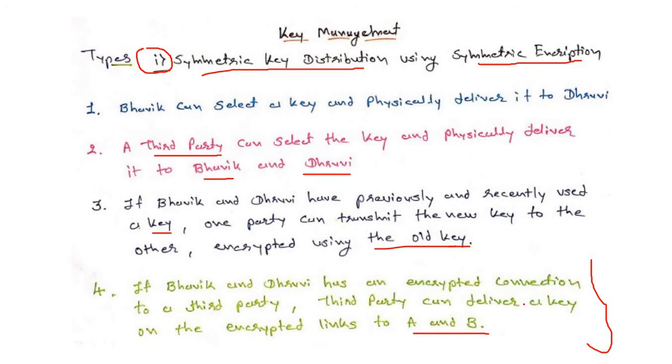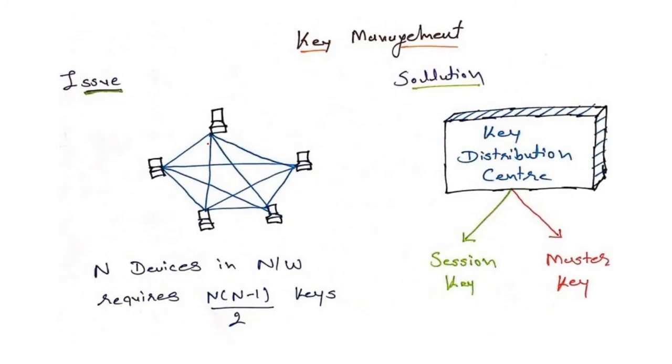But one key issue is there. In our previous 2 cases, one member can physically deliver the key to another member, or we are going to use neighbors. Get it? So in these 2 cases, what happened? Suppose there are n devices. Currently I am talking about 2 members, Bhavik and Dhruvi, but suppose there are multiple members, like 8 to 10 members in a family. Then this is not possible. Why? Because if there are n devices in a network, it will require n into n minus 1 by 2 keys.